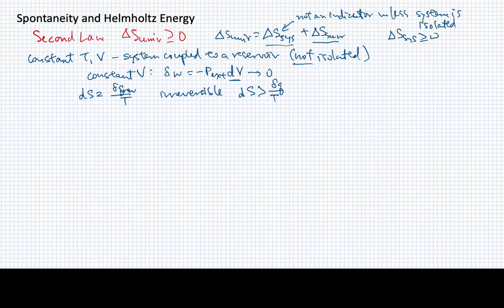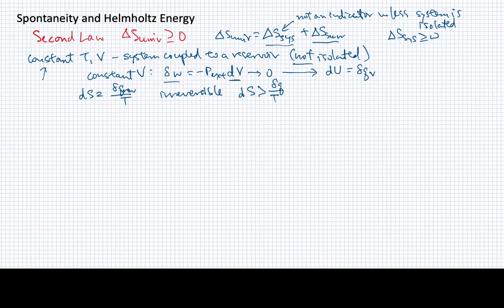So how do I handle all this? What can one do to come up with a thermodynamic indicator that depends only on the system for a condition like constant temperature and volume? Well, here's one way we could deal with it. If we have constant volume, then since the incremental change in work is zero, the differential in internal energy is equal to the incremental change in heat at constant volume.